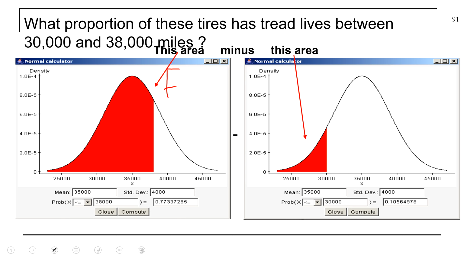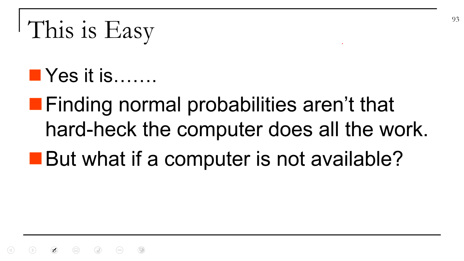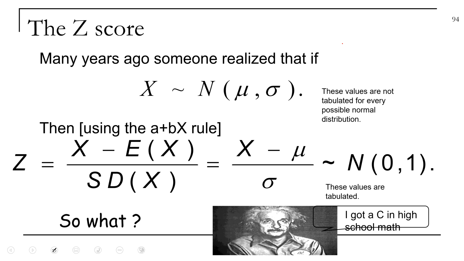Here we're going to do that trick where it's F of 38,000 minus F of 30,000. And then what's left over will be the area you want. And here we do this in R, the 38,000, the 30,000, and you get the probability. This is easy. It absolutely is. What if you didn't have a computer? Ooh, that wouldn't be so easy, but we'll show you how to do it if you didn't have a computer.